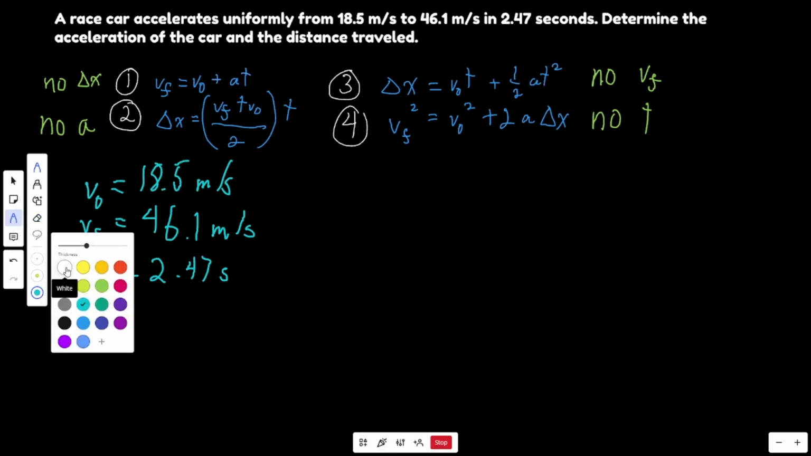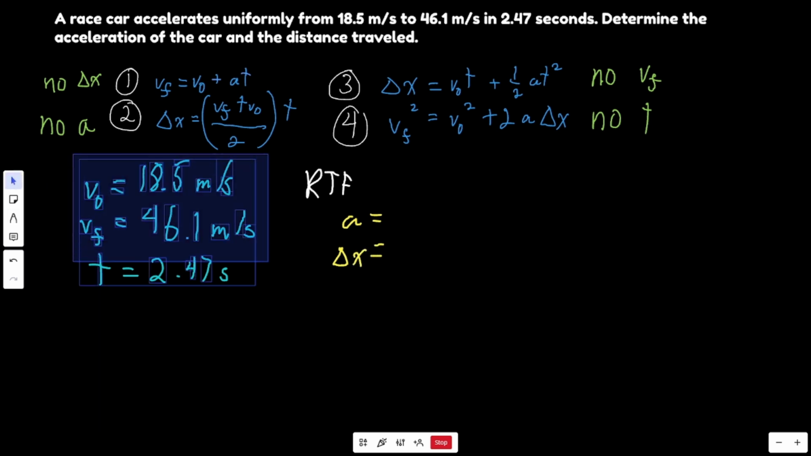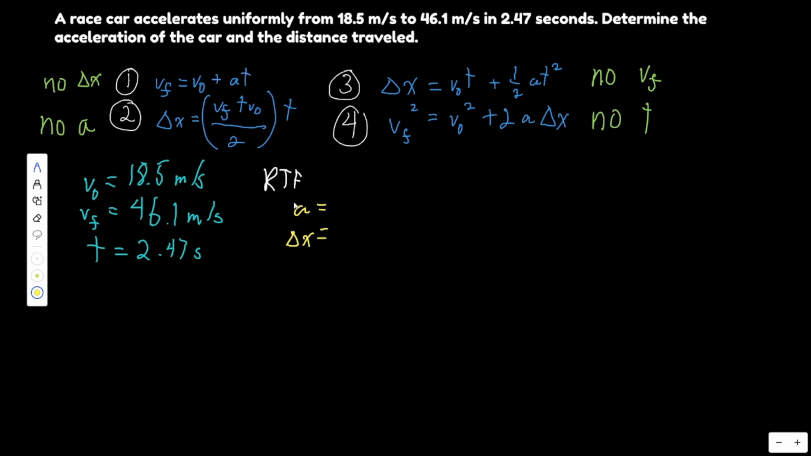So we have two RTFs here. Our RTFs are acceleration and the distance traveled, which is delta x. So how do we simplify this problem? Since we have two RTFs, we need to use two different equations, and that also means you have to split the problem in two. If we're able to solve for acceleration, we can also solve for delta x, or even without solving for the acceleration, which would make our life a bit easier, we can just go straight for doing them both at the same time. However, let's just do them one at a time first.